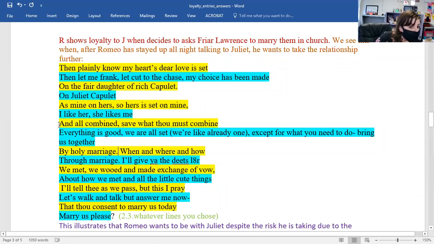The best way to translate it is to break it up as it's broken up here, right? So as you see what we did, it says, "and all combined, save what thou must combine." So first you just talk about this, and all combined. How would I put "and all combined"? And everything is good, save what thou, except for what you must combine, okay, except for what you need to put together.